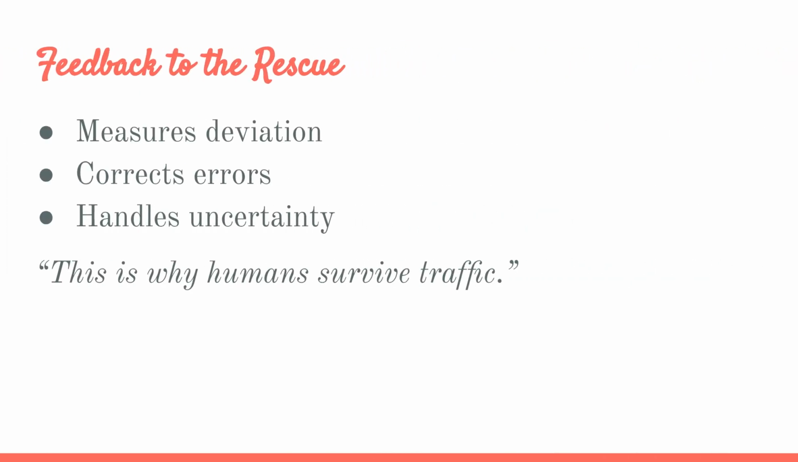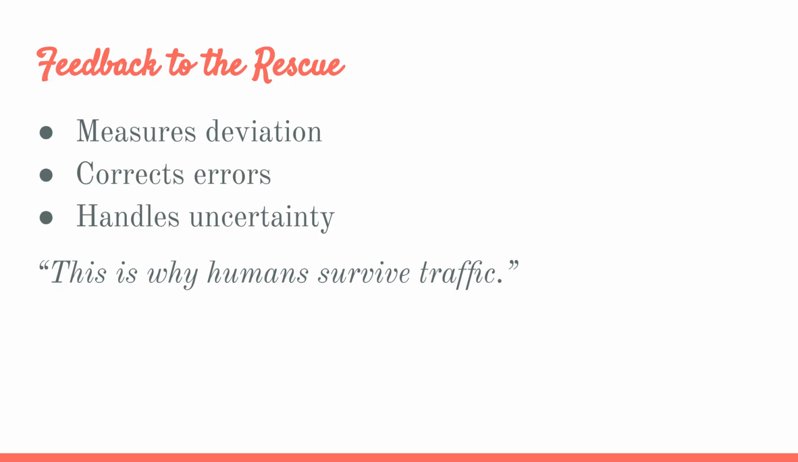At this point, a system by the name feedback controller comes to the rescue, which corrects the deviation that may be a result of uncertainty. Feedback is crucial to survival. It measures deviation from the desired path, corrects errors, and handles uncertainty.